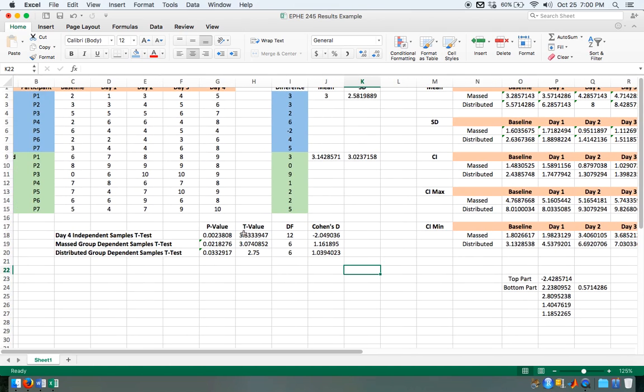So what we have now is our p-value, t-value, degrees of freedom, and Cohen's D. So what we can do now, maybe I'll label this, so Cohen's D for independent samples. It's always good to label stuff so you know what it is later.